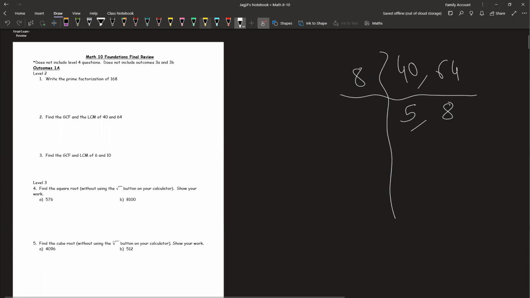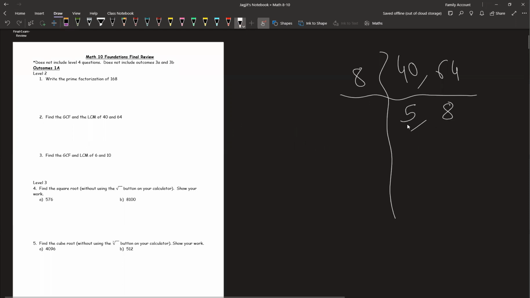Now, can you factor anything further from 5 and 8? No. So that means the greatest common factor is just equal to 8. Okay? That is the maximum I could have factored here. Now, if I want to find the LCM, we don't stop here.